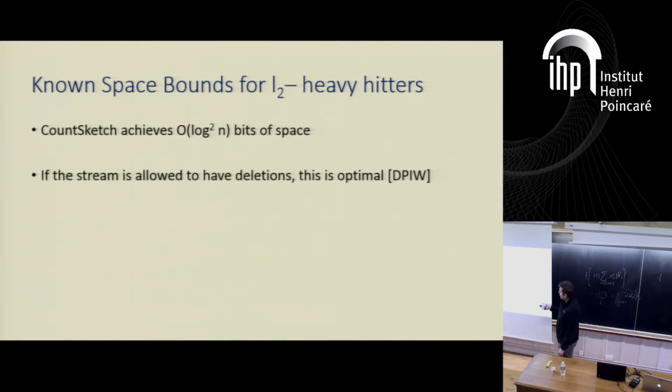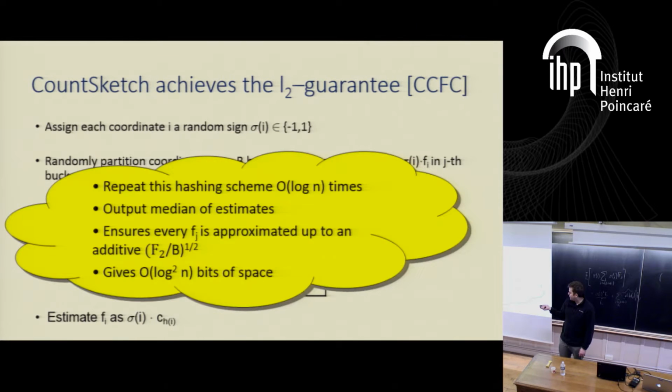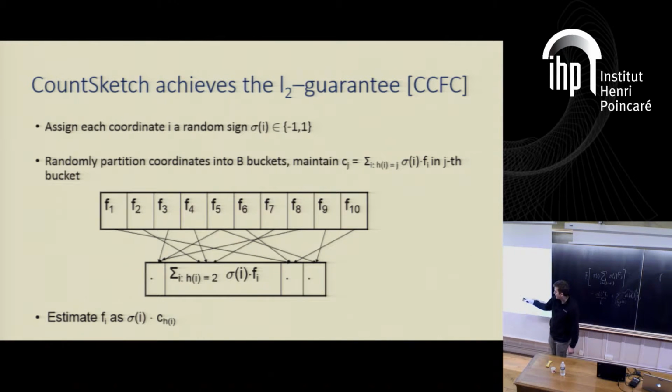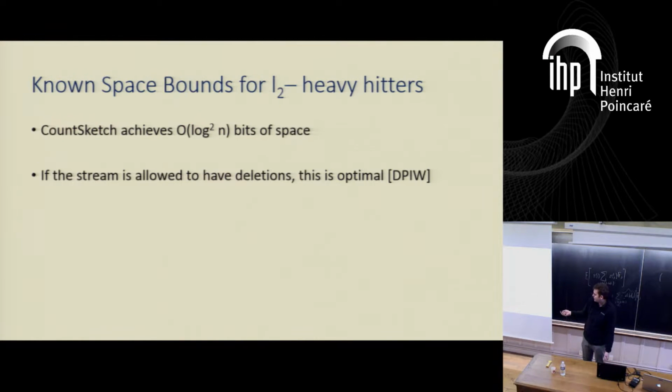It achieves log squared n bits of space. And it's known that if the stream is allowed to have deletions of items in addition to insertions, then it's actually optimal. And just note that this data structure is very easy to maintain with deletions. If I say delete one copy of item 2, then instead of adding the sign to the counter, I just subtract the sign from the counter. And so it's optimal.